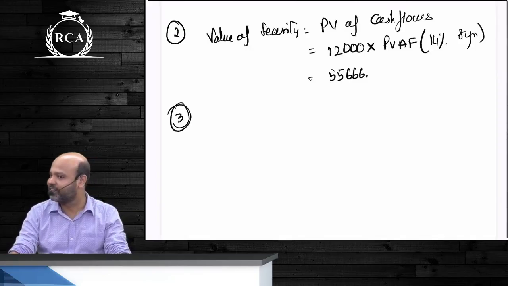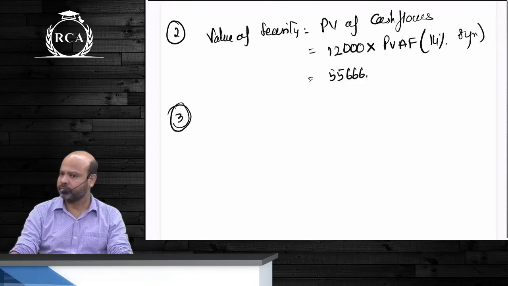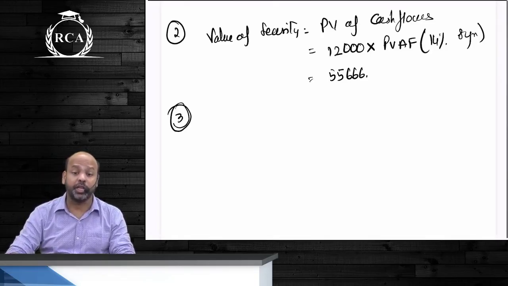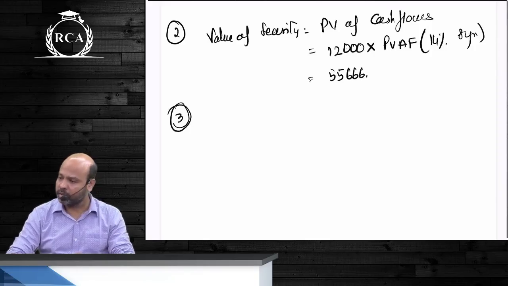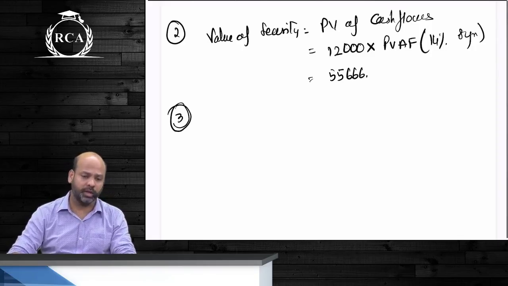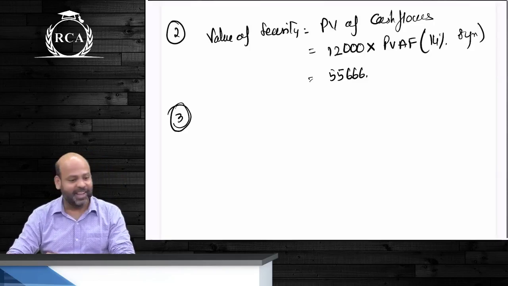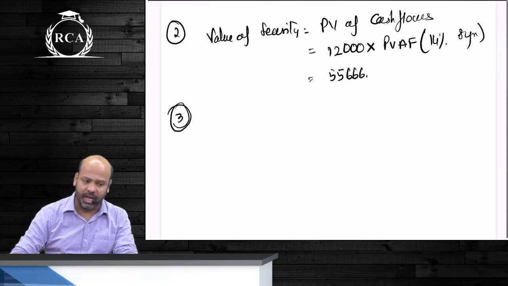Third one, guys. Third example. The cash inflows from an instrument are expected to be 10,000 in year 1, 12,000 in year 2, 14,000 in year 3, and 16,000 in year 4.